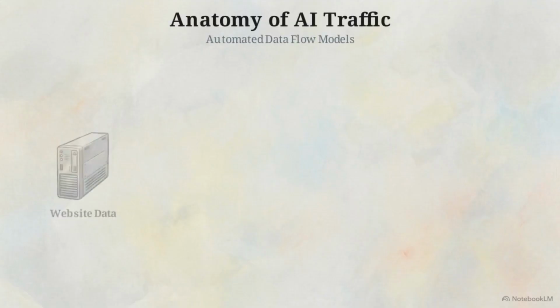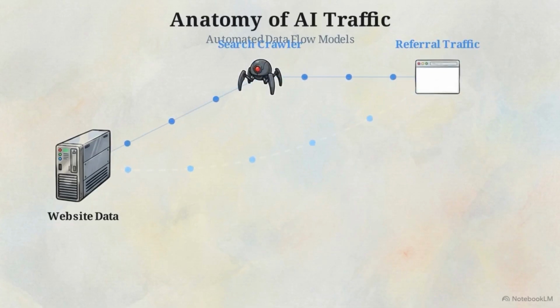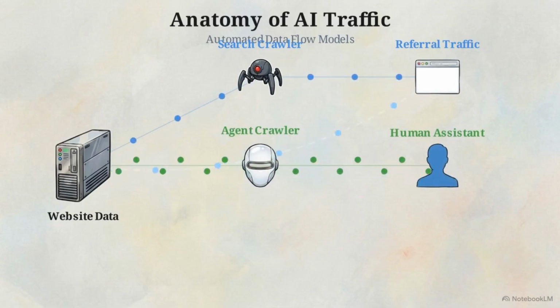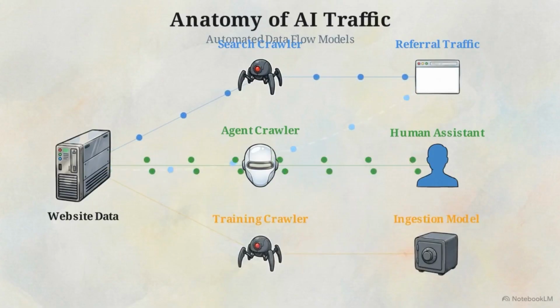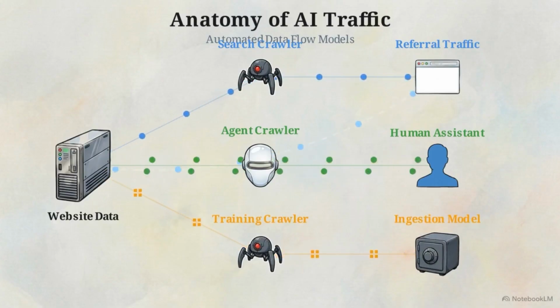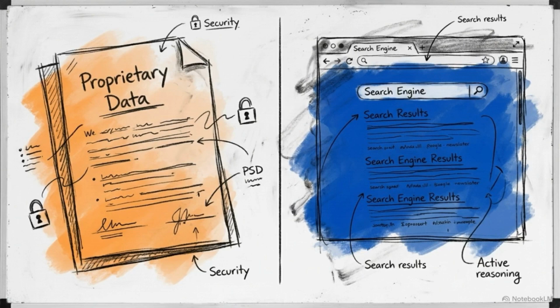Cloudflare identifies 3 pathways in this automated data. First, search crawlers fetch real-time data, providing citations that return traffic. Next, agent crawlers act as assistants, executing tasks for human users. Third, training crawlers ingest massive data to build models, providing no attribution in return. Understanding these 3 categories allows you to set rules that protect your intellectual property while keeping your search visibility intact.